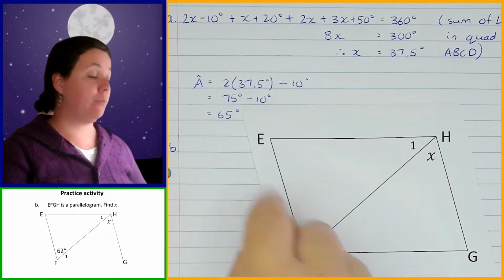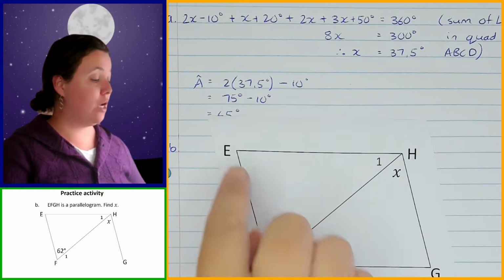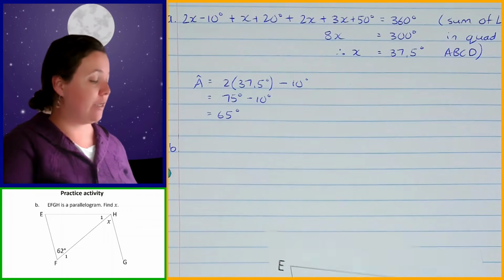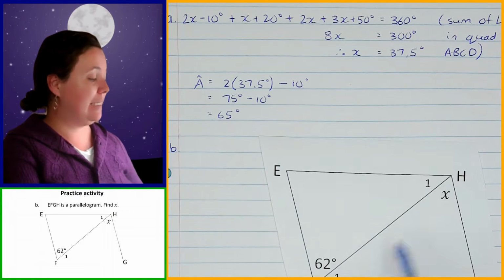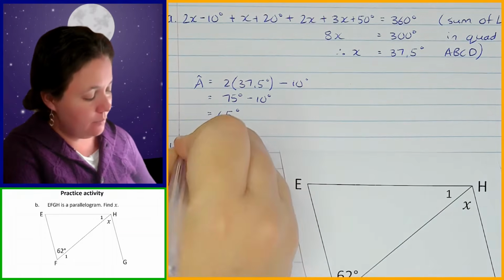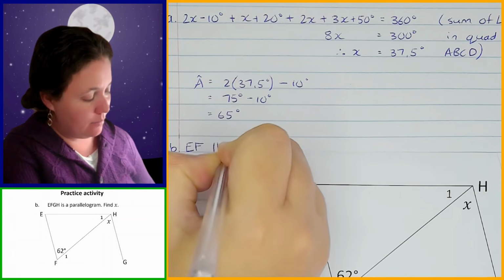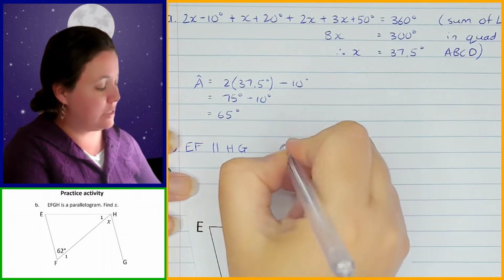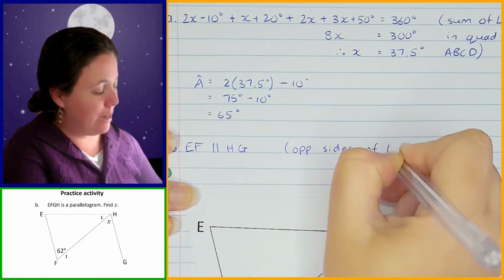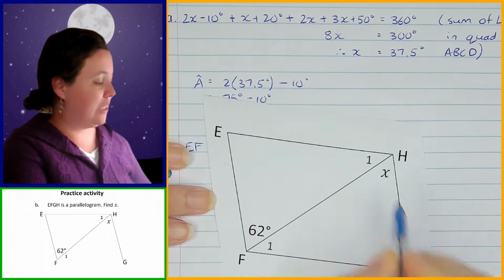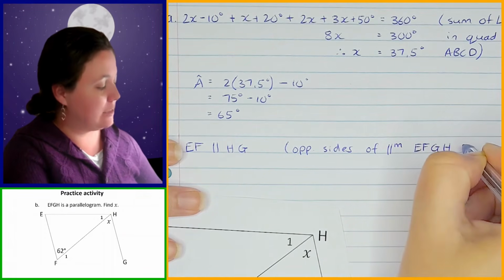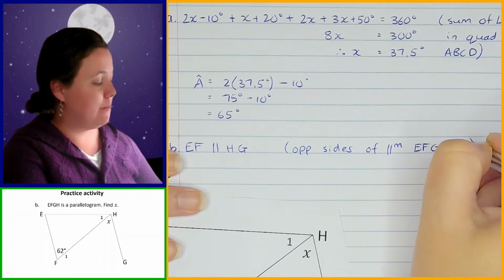Because they told me this is a parallelogram, I know that these two sides are parallel to each other, because the opposite sides in a parallelogram are parallel. So I can start off by saying that EF is parallel to HG. And the reason I know that is because they're opposite sides of parallelogram EFGH, and opposite sides of any parallelogram are always parallel.